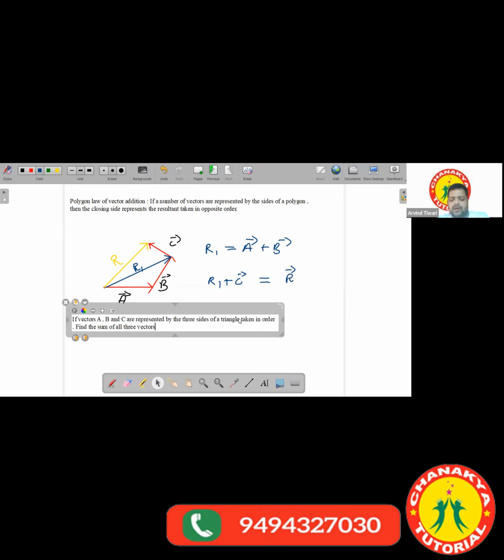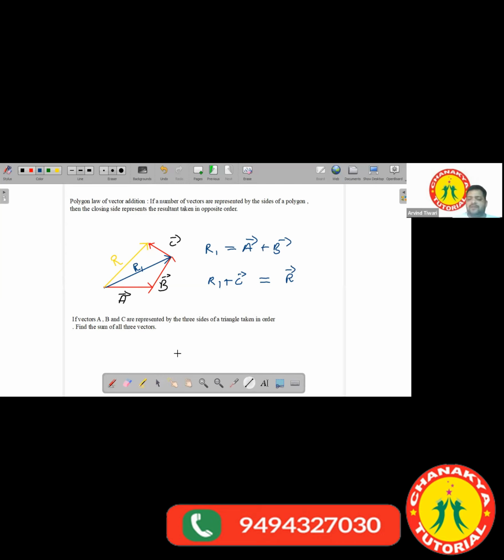So I hope you have got the question. What the question says? You are given three vectors: vector A, vector B, and vector C. The three vectors A, B, and C are represented by the three sides of a triangle taken in order, and you have to find what would be their sum.